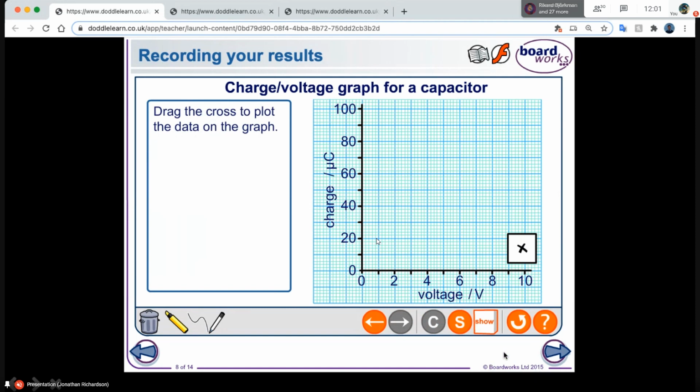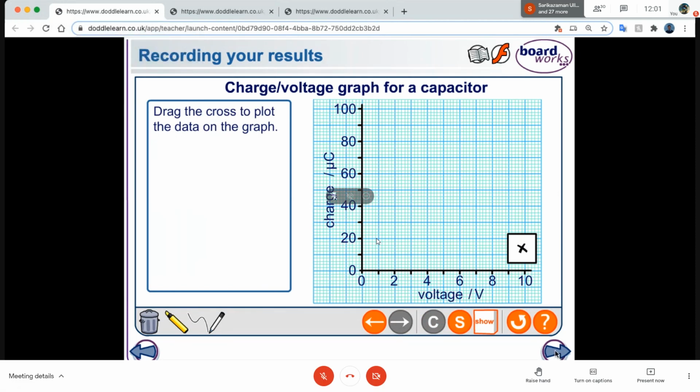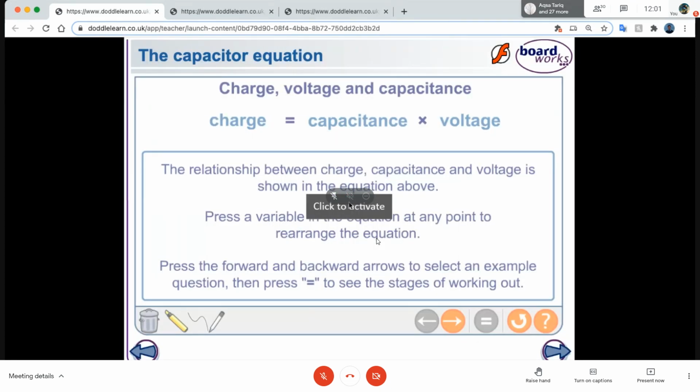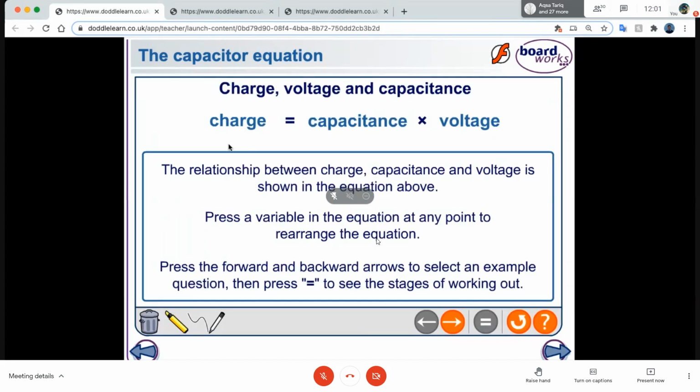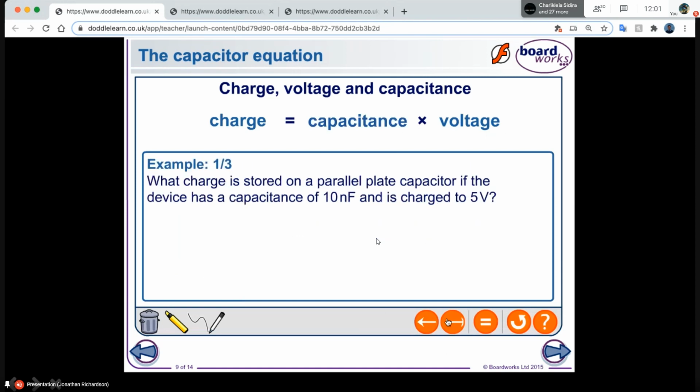Now, we'll finish in 5 minutes or so, but I just want to give you 3 questions that we need to go through first of all. We have here a relationship that charge increased with voltage. We kept the capacitance constant, so we could work out any one of these values if we know 2 of the others. So I'm going to ask you the first question.